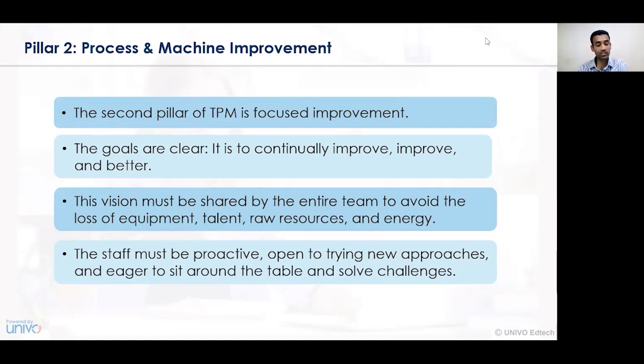The staff in this particular situation must be very proactive, and they must be open to trying new approaches and eager to sit around the table and solve the challenges. So this particular concept of process and machine improvements involves all the people at all the levels, wherein the people in the business organization must come together and share a particular table to discuss a certain issue and how those particular issues can be solved in a better way or in a better context or scenario. So this strategy focuses on solving the problems in a group and not on an individual basis.